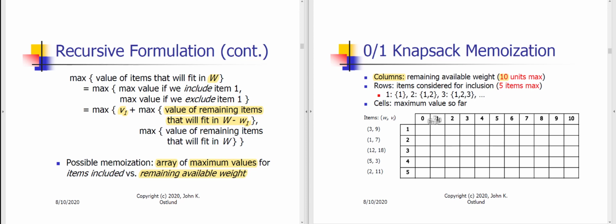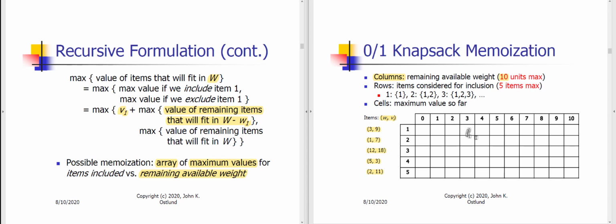If we have 1 unit of weight left, we can fill in a value here. Or if we can fit item 1 in our 1 unit of weight, we'll fill in a value here. But actually, to illustrate, on the left side here, we're specifying the weights and values of 5 items that we might be considering for inclusion. And it turns out that this first item, item number 1, weighs 3 units.